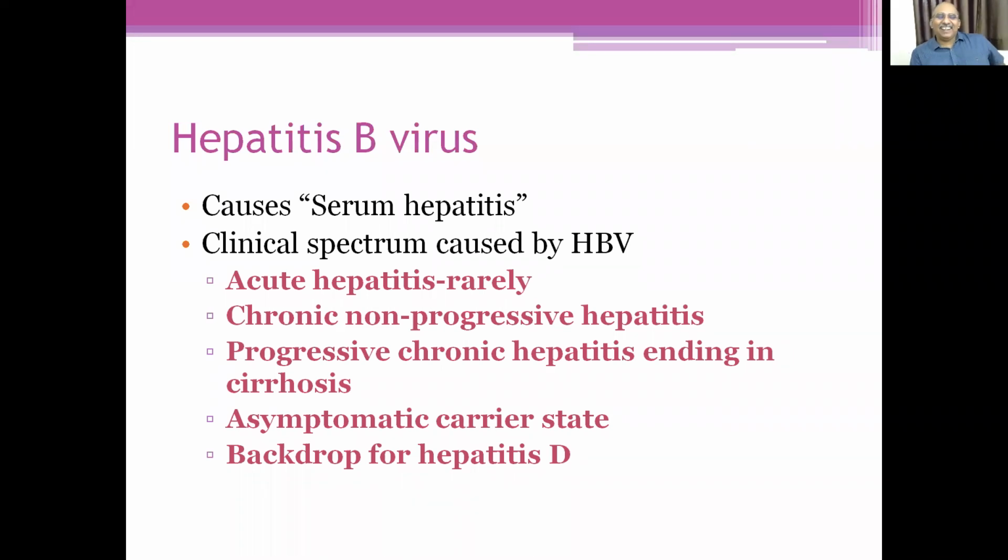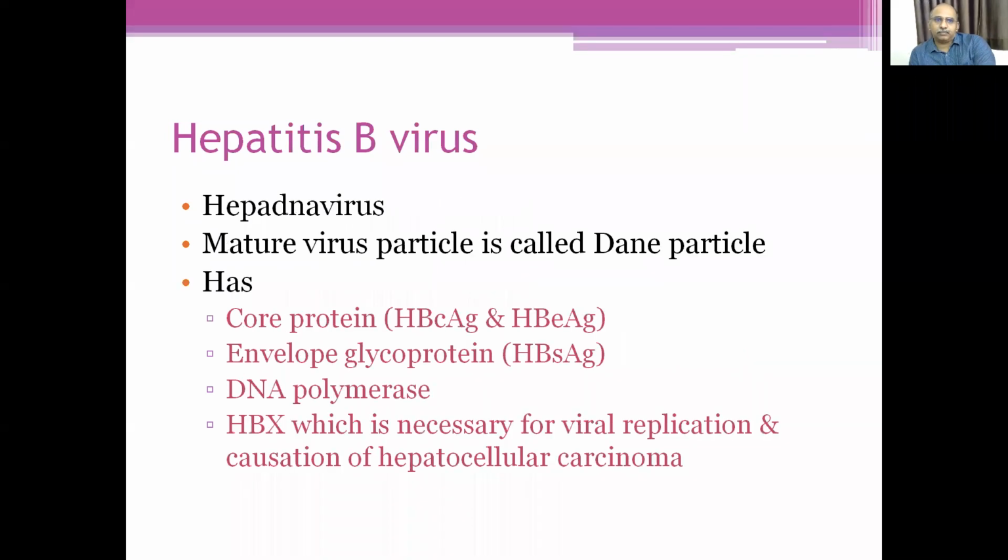And then the asymptomatic carrier state. They have the ability to transmit the disease, but they don't have any symptoms. And then hepatitis D as a backdrop: hepatitis D can cause disease only in the presence of hepatitis B. Without hepatitis B infection, hepatitis D cannot cause any disease. So these are the various clinical spectra of hepatitis B virus patients.